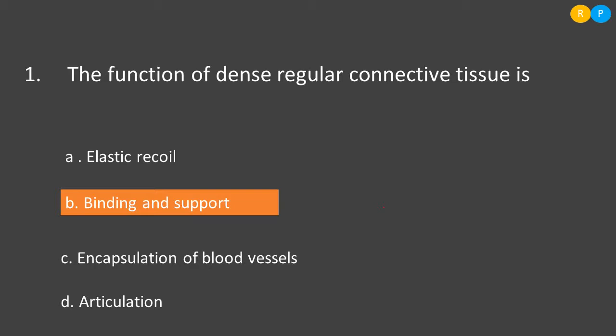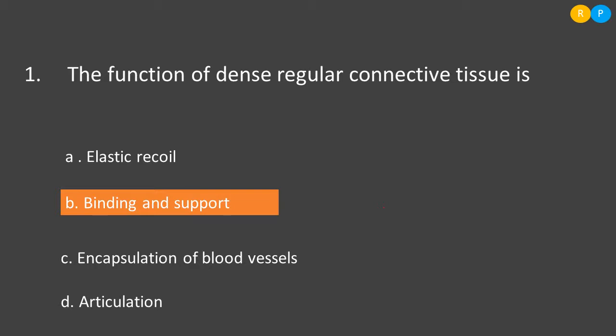Regular connective tissue is a type of connective tissue. It will form tendons and ligaments. As we know, tendons act as a connective link between muscle and bone, and the ligament acts as a connective link between two adjacent bones. So the main function you can notice in the dense regular connective tissue is that it helps in binding, and also it gives lots of support.